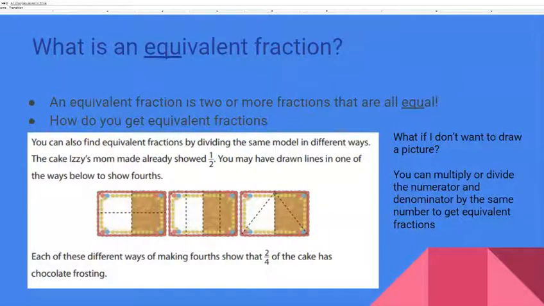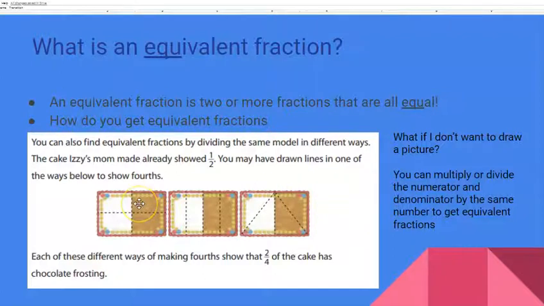So what is an equivalent fraction? An equivalent fraction is two or more fractions that are all equal. Notice that this word has EQU and this word has EQU also. So they are equal. How do you get equivalent fractions? Good question. You can find equivalent fractions by dividing the same model in different ways.